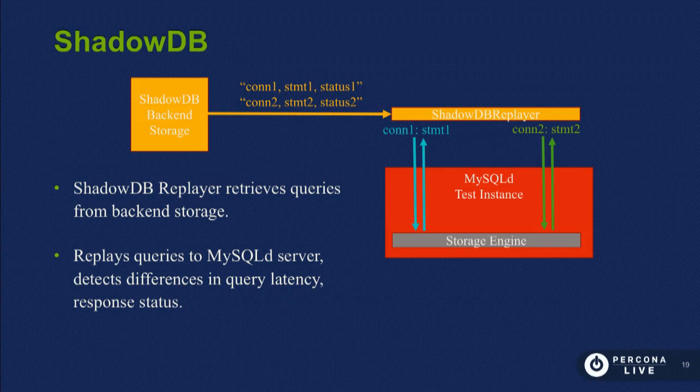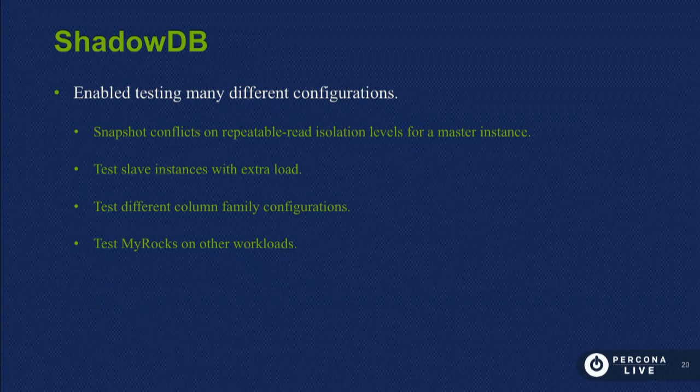Even though you can't completely verify that the data of this master matches that of the original production master, you can still see a lot of problems that are happening and then figure out how to solve them. And so this particular system enabled us to test a lot of different configurations. For example, with masters, we realized that we actually saw a lot more snapshot conflicts because of how we implement repeatable read within MyRocks. And so we've had to change the server to mimic the behavior of what InnoDB does in terms of when they create their snapshots of when you can actually see a particular row show up.